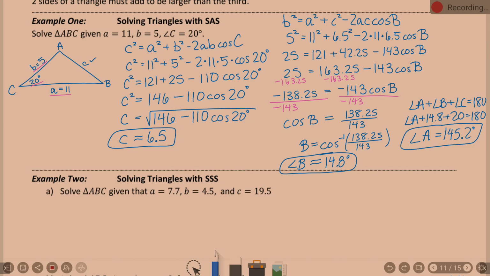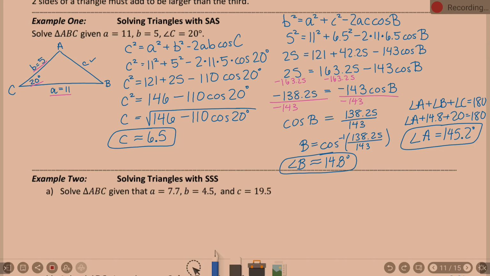How do we separate B and cosine? We take the inverse. So B is the cosine inverse of that fraction, and it came out to be 14.8 degrees. At that point, we already had all three sides. We now have two of the three angles. What's always your rule to finding the final angle? Subtract from 180. That's way easier.